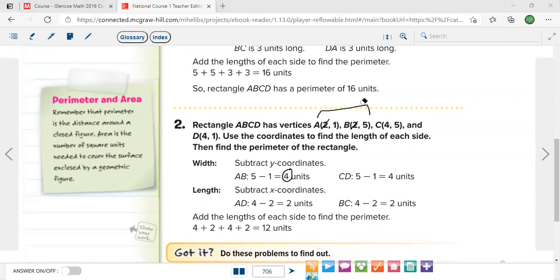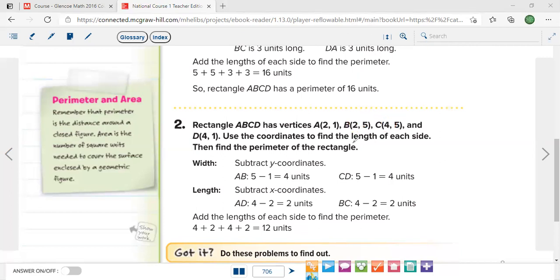Now, for example, you want to find BC. So forget about the similar number, 5 and 5. Take 4 minus 2, because similar numbers will give you 0, and we cannot say that the length of BC is 0. So forget about the similar number and subtract the different number.